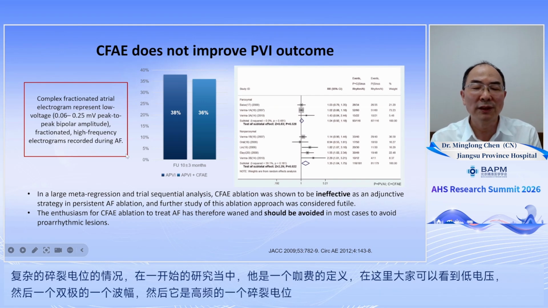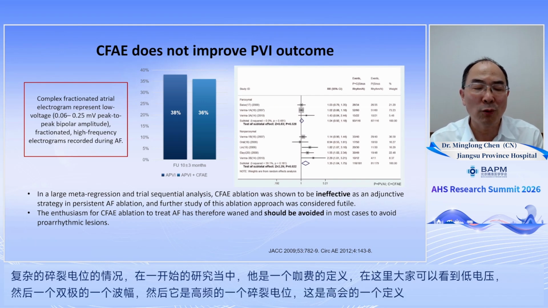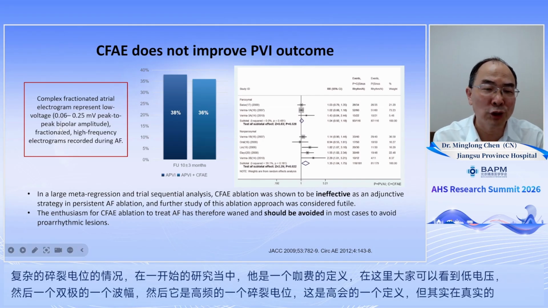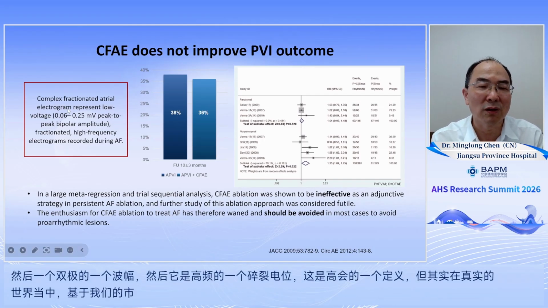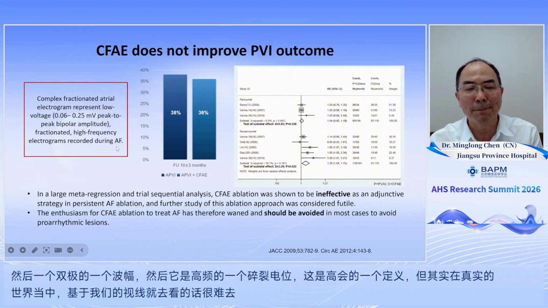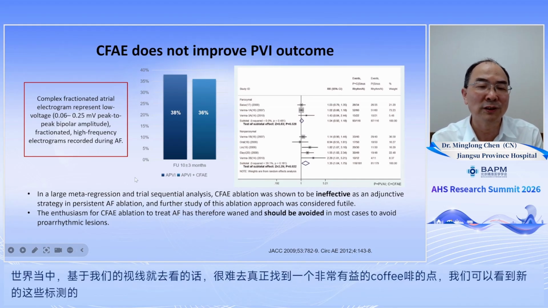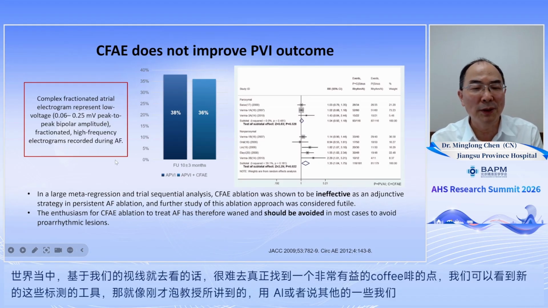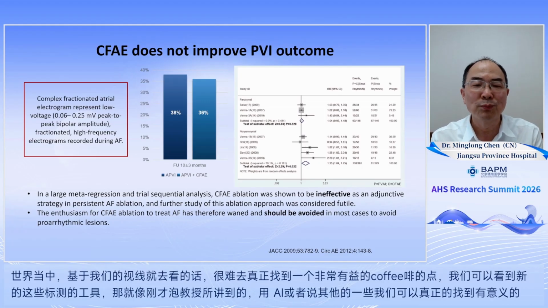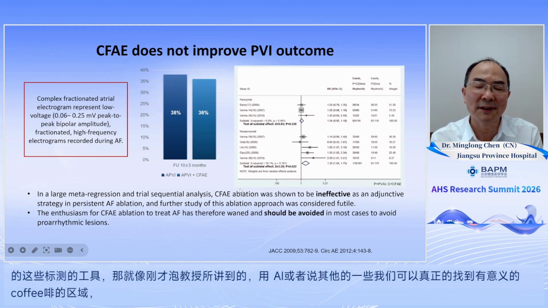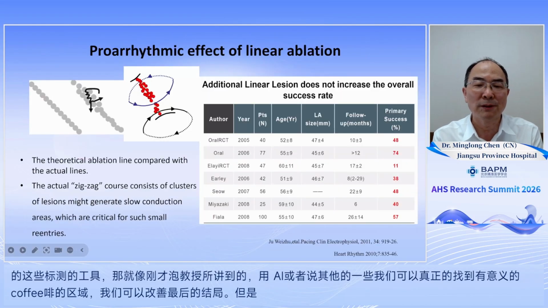But actually, in real practice, based only on our vision, it's hard to define the truly meaningful CFAE points. With the new versions of mapping tools, like mentioned by Professor Park, using AI or digital twin, we can find truly meaningful CFAE areas. So maybe we can increase the final success rate, but the studies were only based on our vision. So CFAE ablation cannot achieve a positive contribution.